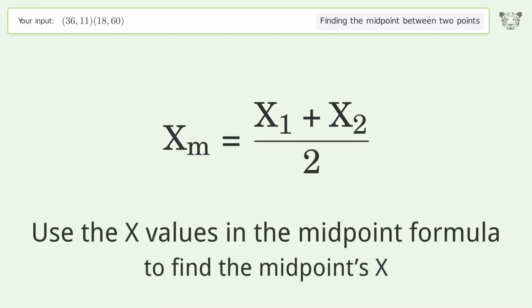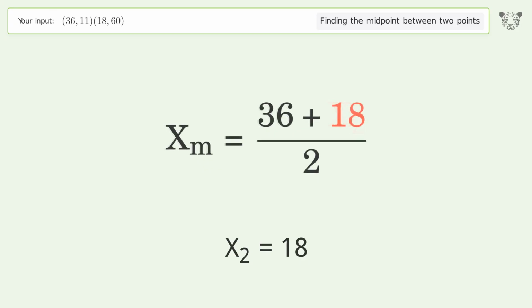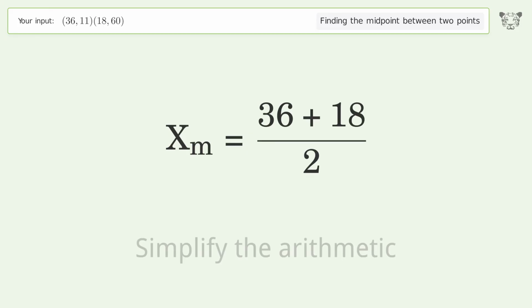Use the x values in the midpoint formula to find the midpoint's x. x1 equals 36. x2 equals 18. Simplify the arithmetic.